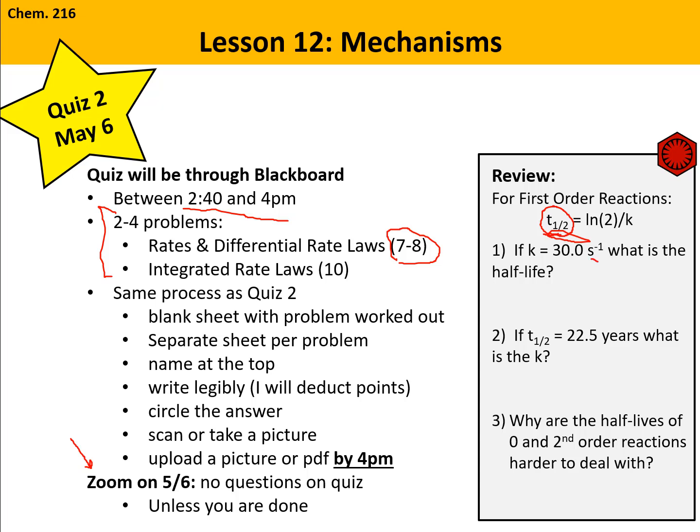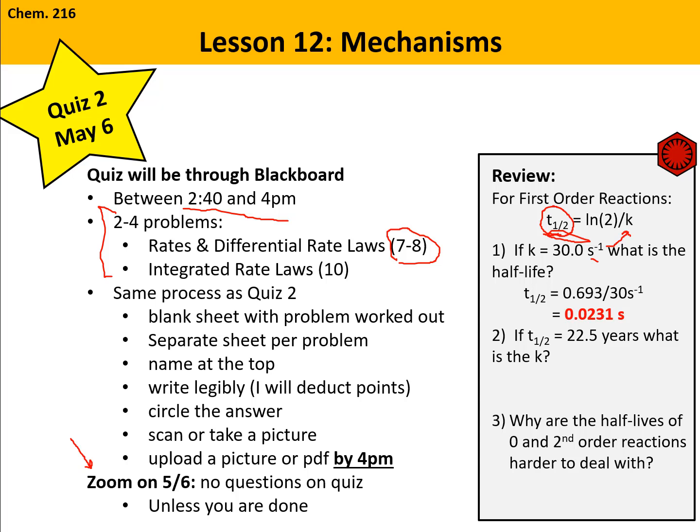Okay, so if k equals 30 seconds to the minus 1, what is the half-life? So what we're going to do is just plug this in there. So ln2 is 0.693 divided by 30 seconds to the minus 1. And I get 0.0231 seconds. What that means is if I start off with 2 molar of something, 0.02 seconds later, I'd have 1 molar of it. Okay, so that's very fast.